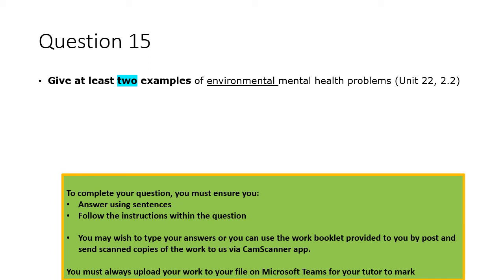You can use the slide before, do some further research and choose 2 of those, but make sure you write it in sentences, then show you've done the research and that understanding of what they are.